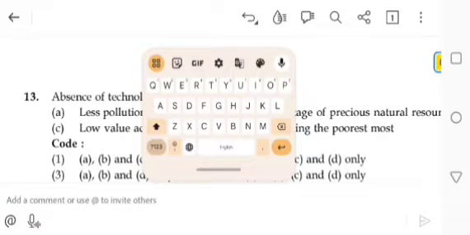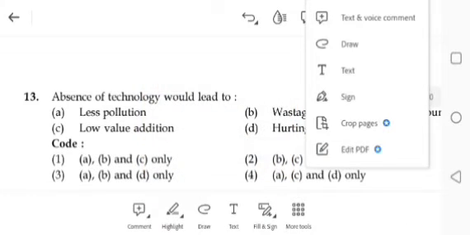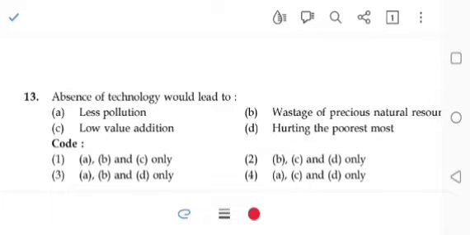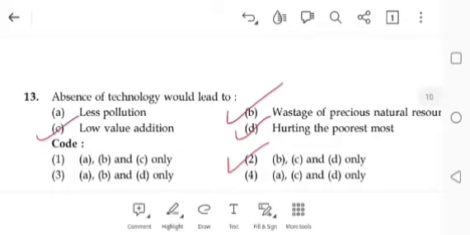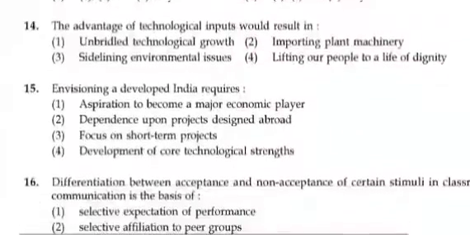Then wait, I might have chosen the wrong option. Okay, so first what have I said? Yes, B, C, D. B will come first, wastage of precious natural resources, then C, low value addition, and then D, hurting the poorest most. This is finished.